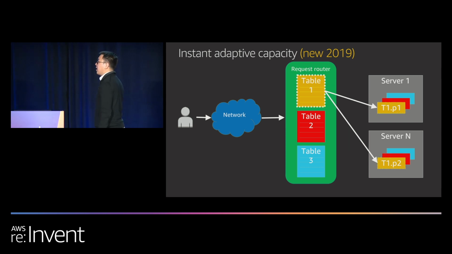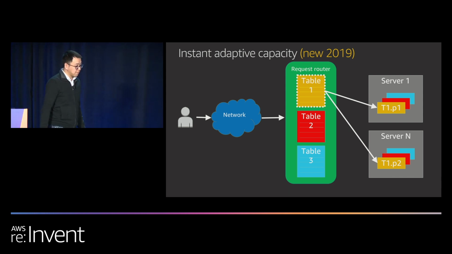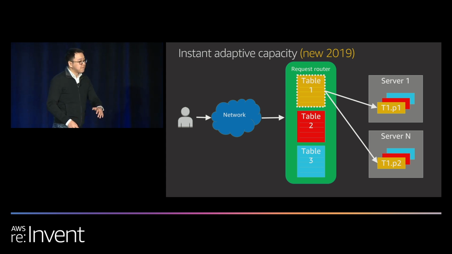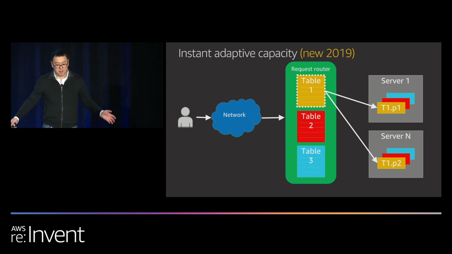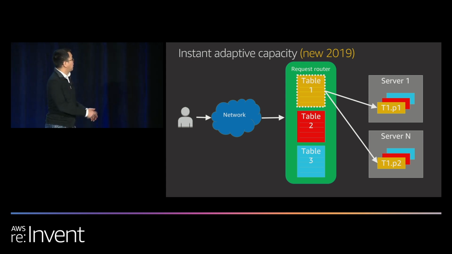What we've now done this year is we've changed this decision. It's no longer made at the partition level. It's now made at the request router level. What the request router can do is say, okay, this table is provisioned at X, and the traffic coming in is lower than X. Therefore, it doesn't matter what the individual partitions get. I'm just going to let these requests all go through because the customer has provisioned more than the incoming traffic. And this is how we've enabled instantaneous adaptive capacity.